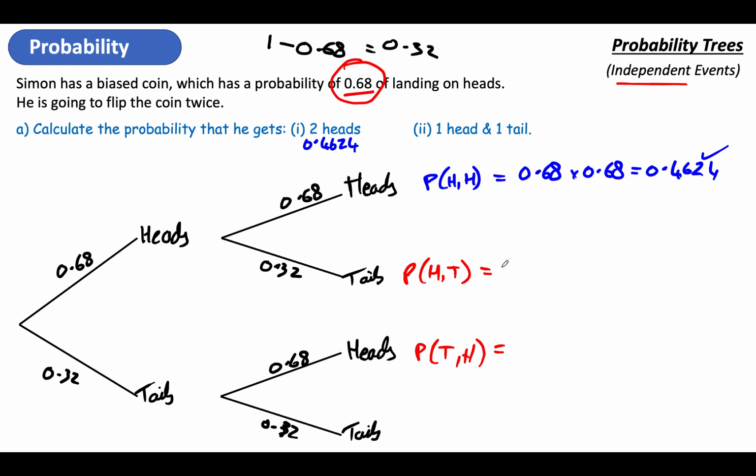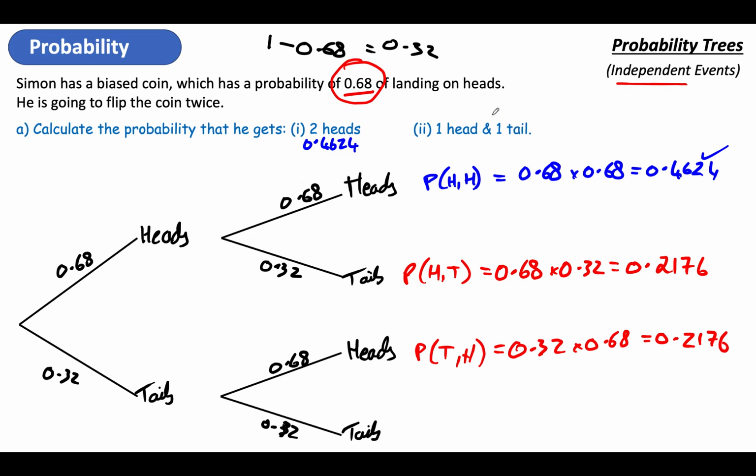So the heads and then tails would be 0.68 times by 0.32. And the tails and then heads would be 0.32 times by 0.68, which should have the same answer because when multiplying you can do either way round. 0.2176. I know that's got the same answer for both.